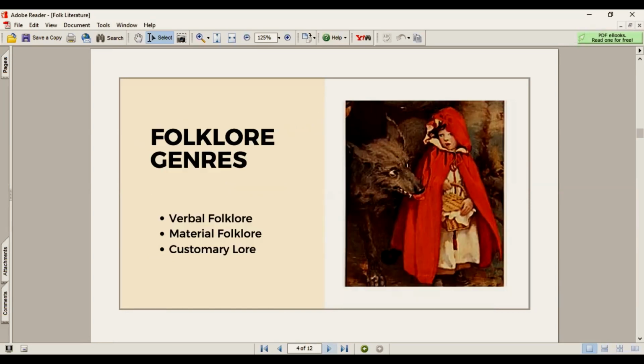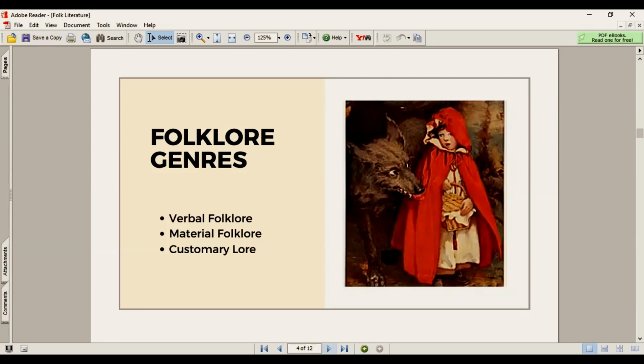In this slide, we'll be learning about the folklore genres. Basically, all of the folklore could be divided into these three major categories: verbal folklore, material folklore, and customary lore. Now, verbal folklore is anything which has to do with speaking. It can be songs, proverbs, the daily prayers we recite, folk poetry, anything which is related to articulating verbally.